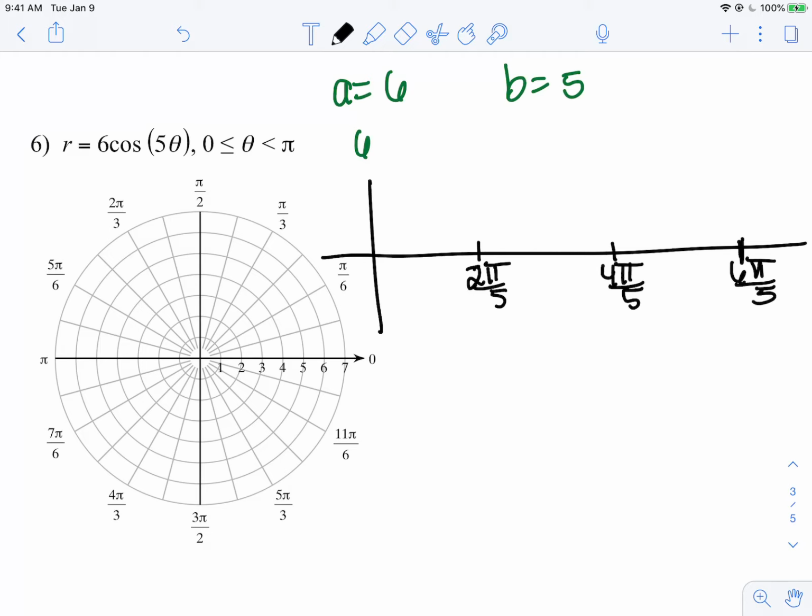Okay, so we have 5 petals, max is 6, minimum is -6. Cosine starts at the max and goes down to the minimum and then back to the max. So then this point here is pi over 5. So this point here is pi over 10.